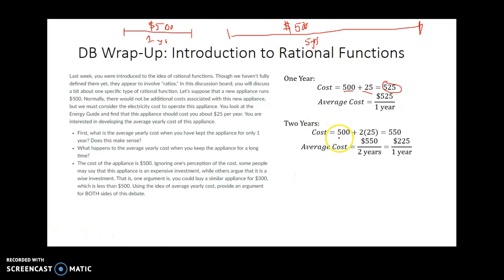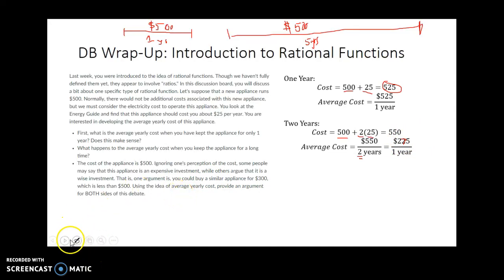However, when you own it for 2 years, you again just pay the base price once, and then you pay 2 $25 charges, one for the first year, one for the second year. So that costs you $550, but that is averaged out across 2 years, and that comes out to, on average, $275 per year. So that $500 got split up evenly between the 2 years, and you can see that it was $25 for the first year, $25 for the second year. So that definitely, sorry, that should be $275, not $225.